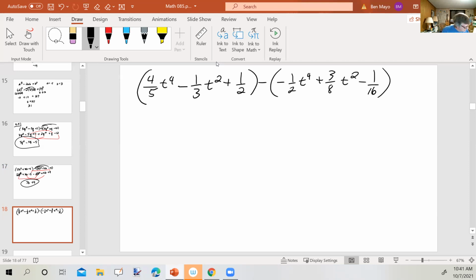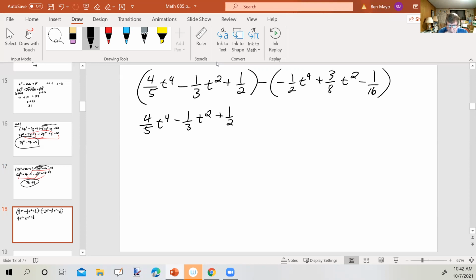All right, let me make sure I've got that copied correctly. That looks good. Okay. So the first thing we want to do now is get rid of the grouping symbols. The first grouping symbol I can get rid of because there's nothing in front of it. So 4/5 t to the 4th minus 1/3 t squared plus 1/2.